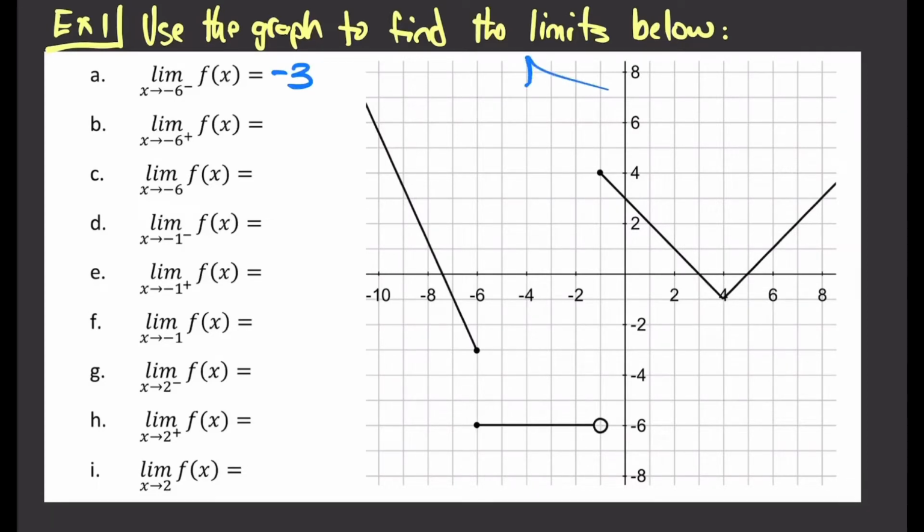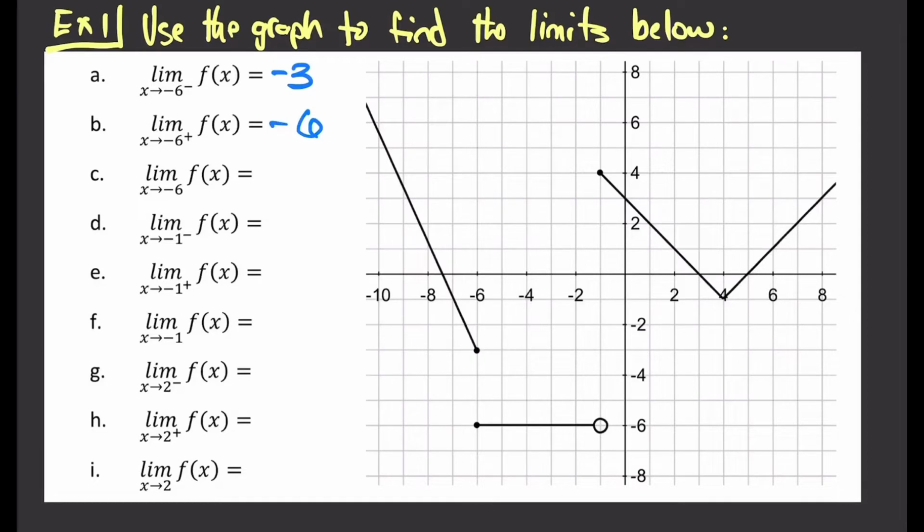Now, if you notice the next one, very similar, except now I'm approaching from the right. So you follow the graph until you get to negative 6. So I'm doing this, not to negative 6 yet, not to negative 6. Well, there's where I'm getting to negative 6. Well, what's that y value? Well, that y value also happens to be negative 6.